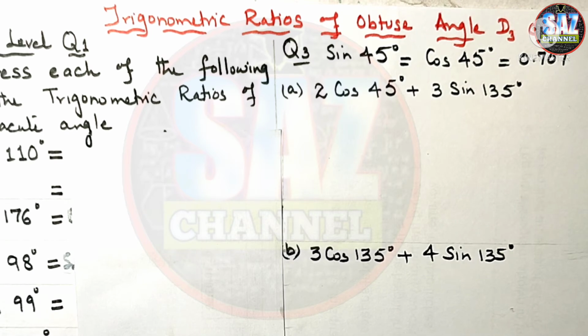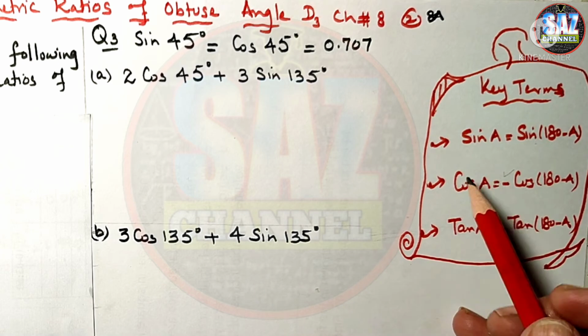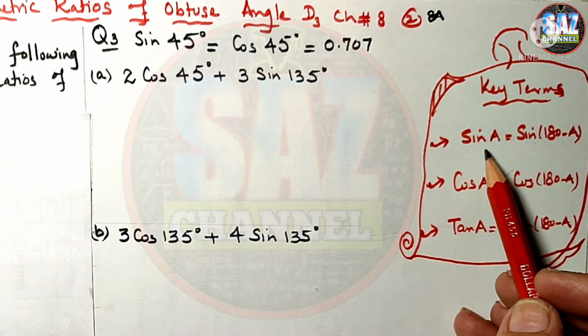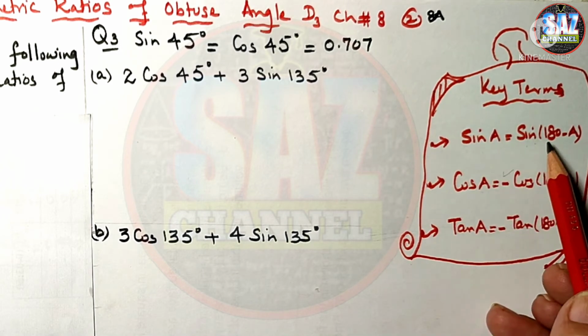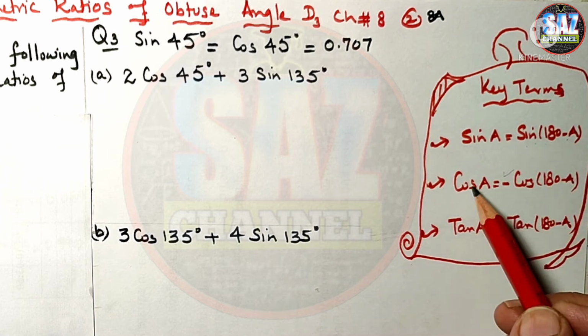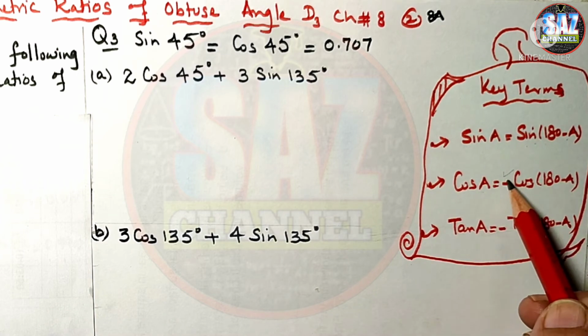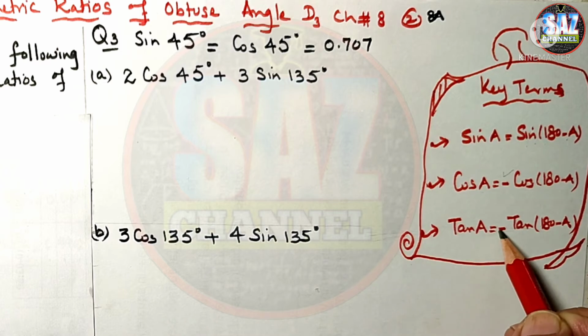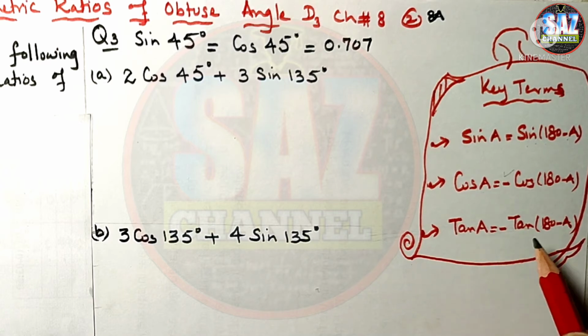If you recall my previous lesson, you know that we discussed that sine of A will be equal to sine of 180 minus A. Cosine of A will be equal to minus cosine of 180 minus A, and tangent of A will be equal to minus tangent of 180 minus A.